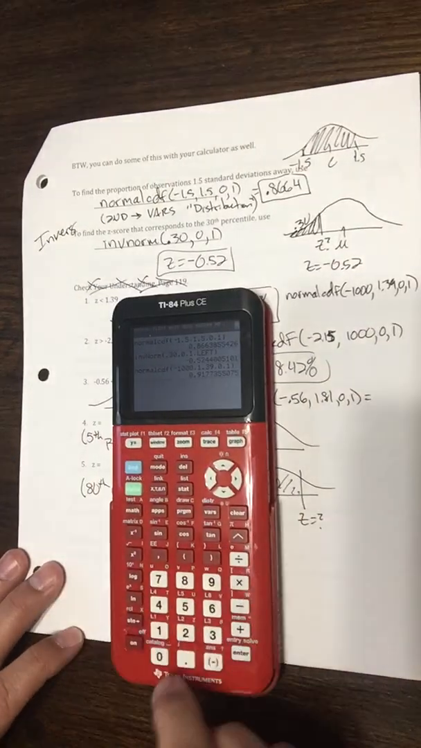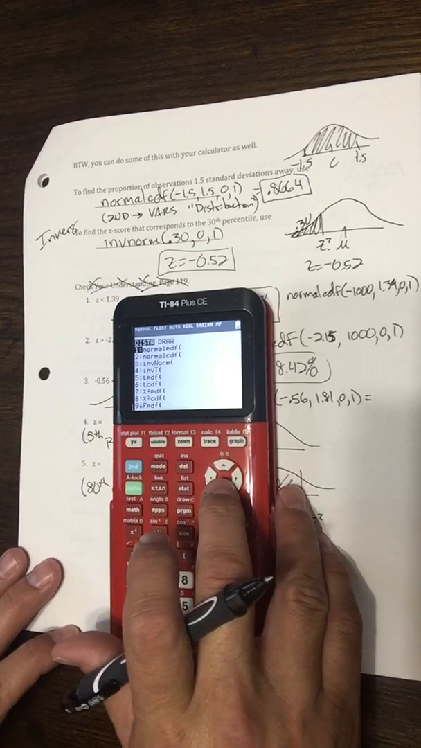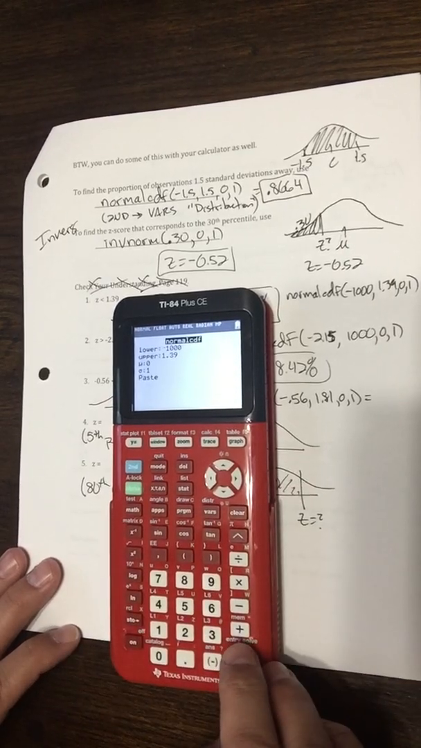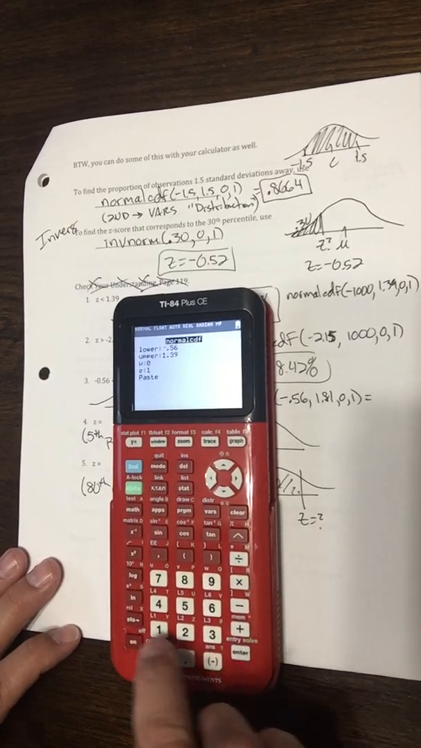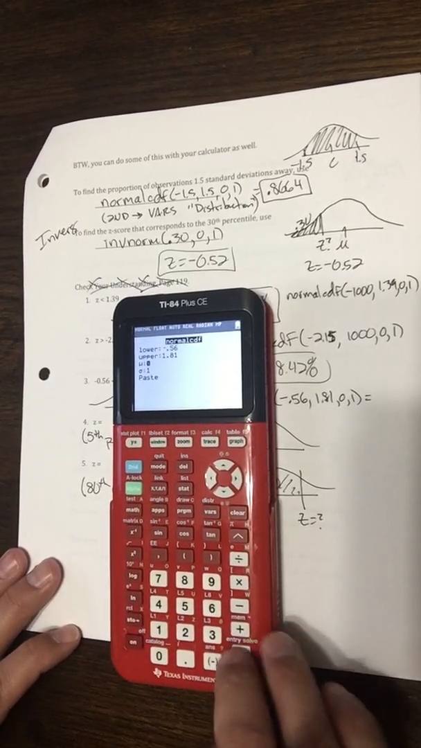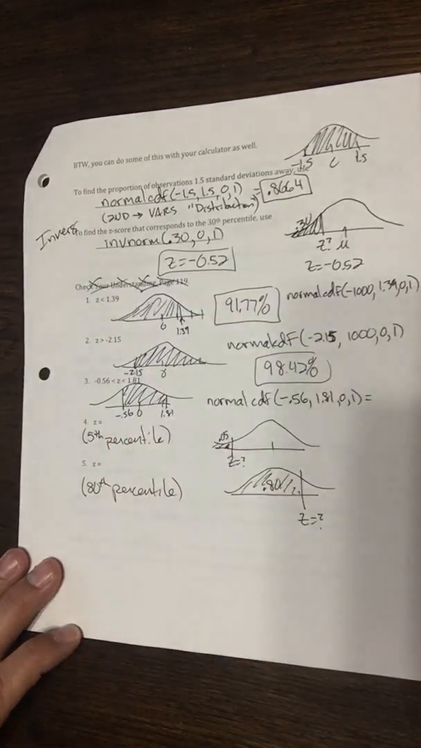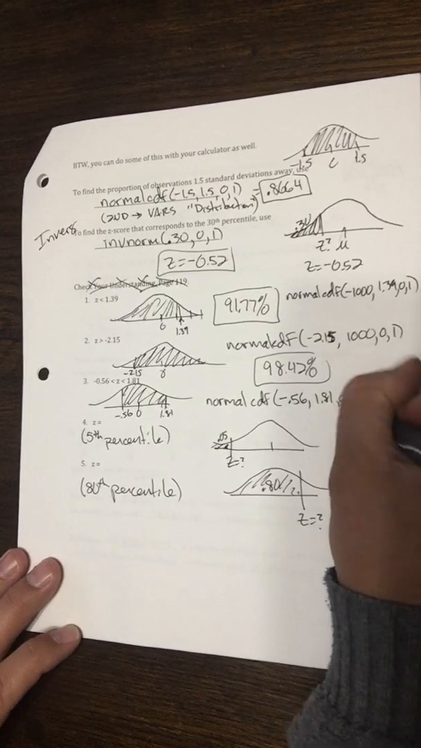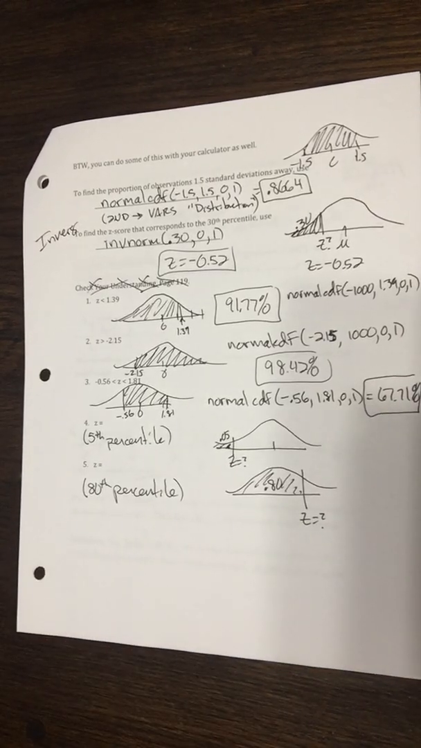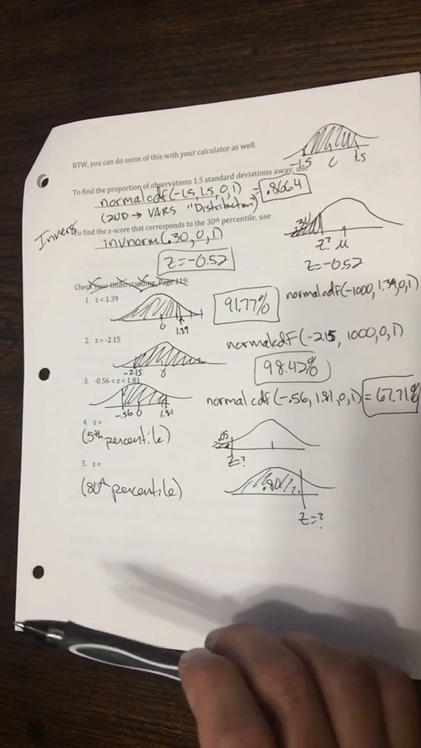So go to my calculator, hit second and variables to get to the distribution menu. We'll do number 2, and it goes -0.56. The upper value of my interval is 1.81 and 0 and 1. And I hit enter, I get 0.6771. 67.71% of data values are in between values with z-scores of -0.56 to 1.81.